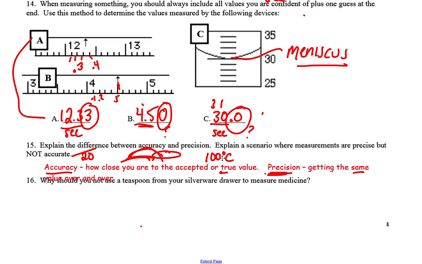It's like if I'm measuring boiling water and I keep getting 98 degrees every single time, then I'm not accurate because I'm not getting 100, but at least I'm precise because I'm getting 98 every single time.